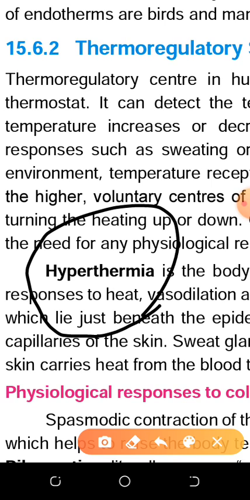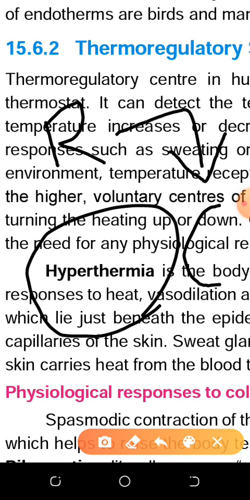Receptor will receive the message. Receptor will give the message where? Control system. C, control system. Where will the control system go? The control system will give the message to the capillaries, the blood vessels of the skin.